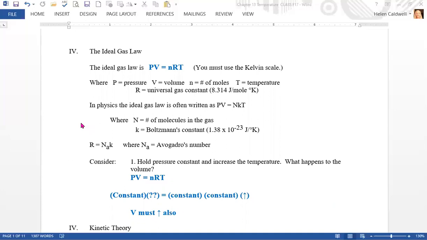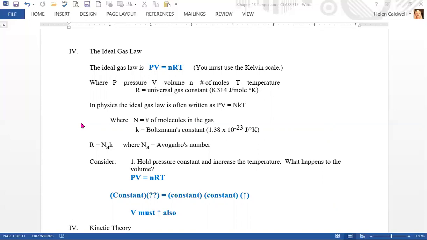The temperature needs to be in degrees Kelvin. If you think you're not going to remember that, you need to write it down. Pressure will be in pascals or newtons per meter squared, and volume will be in cubic meters.